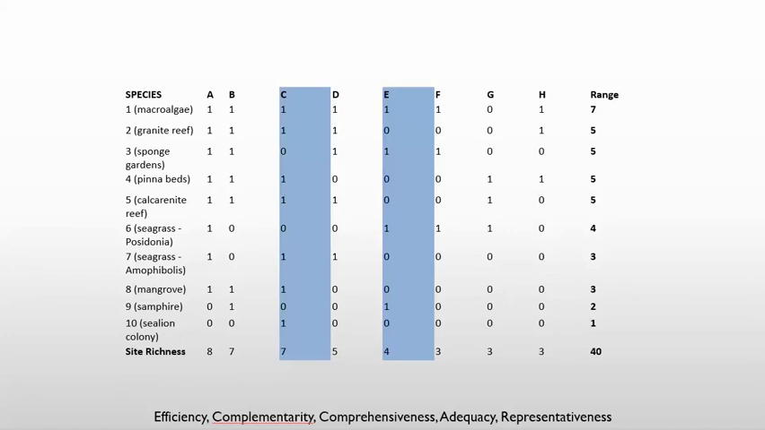Comprehensiveness. You want to be able to achieve all of your conservation goals that you enunciate. So if, for example, for these 10 entities, you'd want to capture all 10 of them, you can do this with a variety of different potential reserves, but C and E does it with a minimum set of just 2 of those sites.